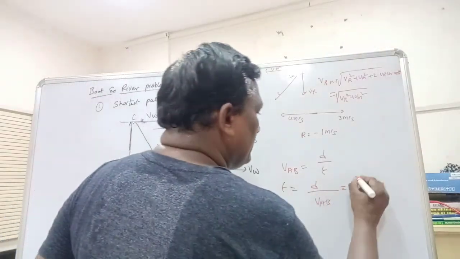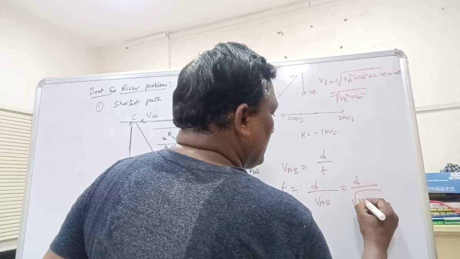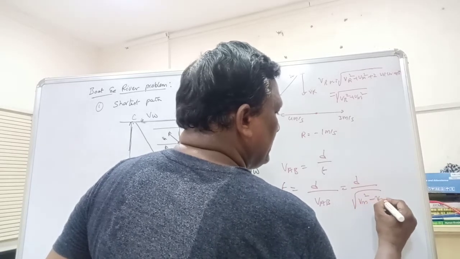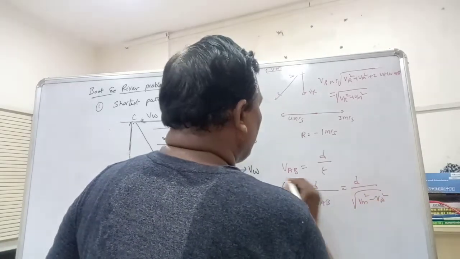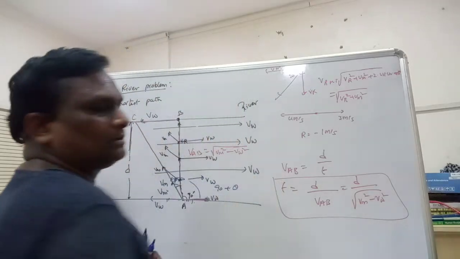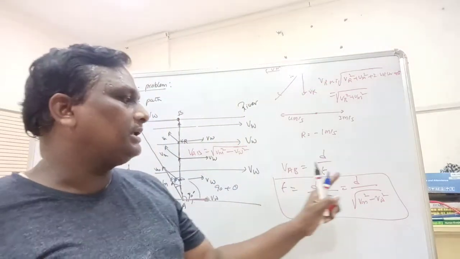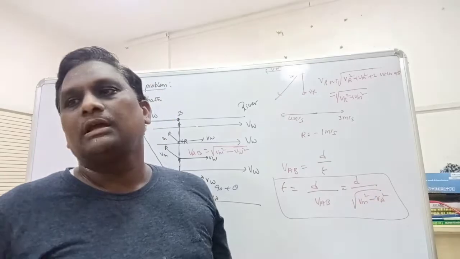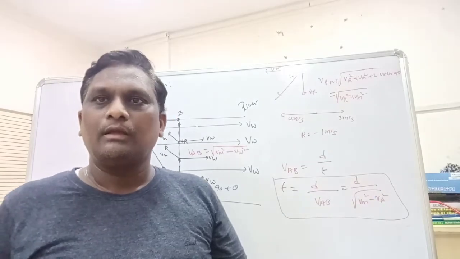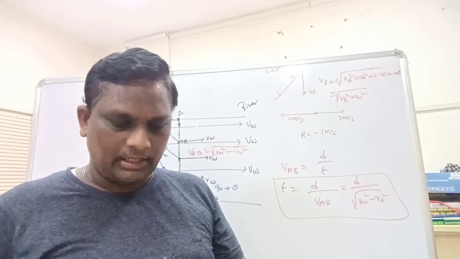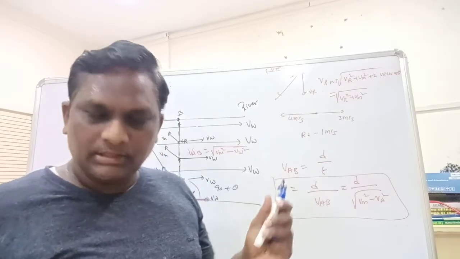That is equal to d divided by root over V_man squared minus V_water squared, or V_river squared. This is the time. Suppose they ask you the time, so time t is equal to d by root over V_man squared minus V_r squared. This is the question. Any doubt? Right. Shall we do one problem? Yes, sir. On this we will do one problem.